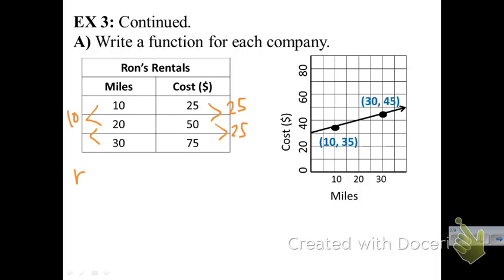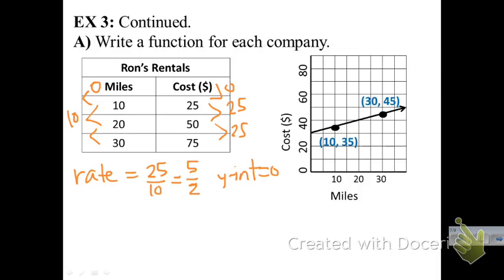So our rate for Ron's Rentals would be 25 over 10, which reduces, you can divide both those by 5 to 5 over 2. And then again, you have to find the intercept. The intercept we find by going backwards to 0. So it looks like we would have to subtract 10 from the miles. On the cost, we would have to subtract 25, and it would put you right at 0. So our y-intercept here would be 0.